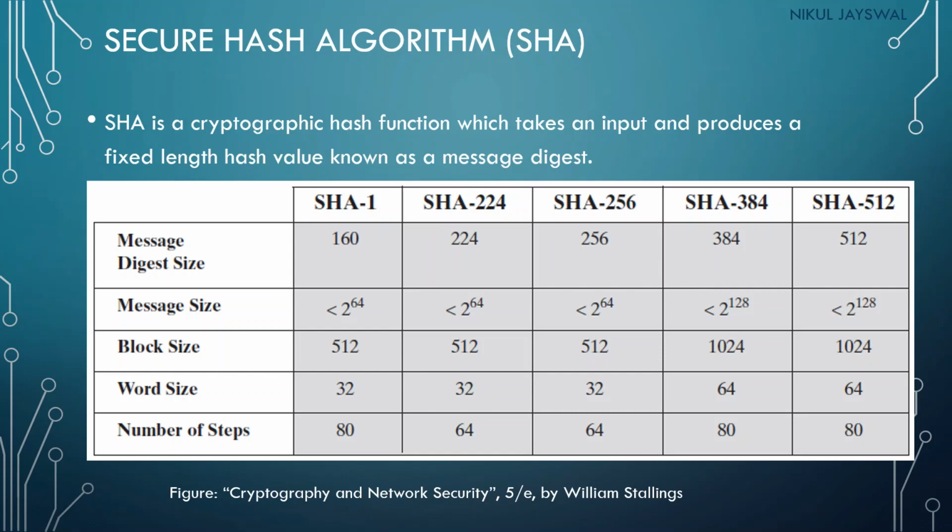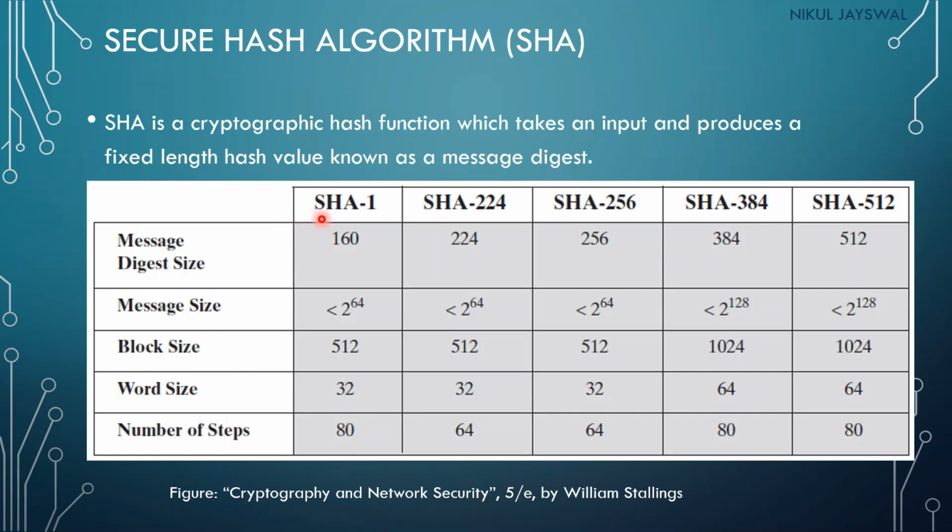First of all, what is this Secure Hash Algorithm? SHA is a cryptographic hash function. Basically SHA is a family. In this family there are basically 6 algorithms, starting with SHA0, SHA1, SHA224, 256, 384 and 512. Normally SHA1 to SHA512 are used for commercial purposes. SHA is a cryptographic hash function which takes an input and produces a fixed length hash value known as a message digest. So there are basically 5 algorithms in the Secure Hash Algorithm family.